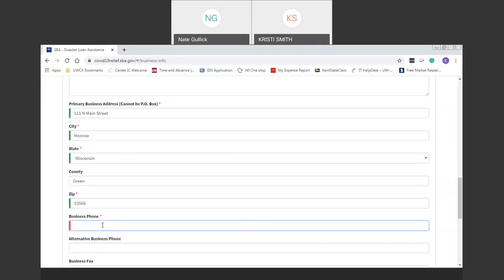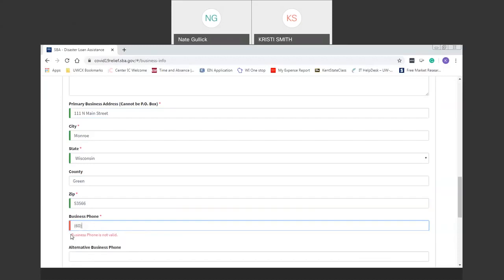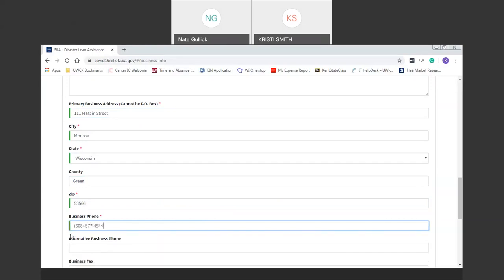The business phone is similar. You want to type in simply the numbers. It automatically formats it for you. And so now if I put in 555-1212, it automatically formats it. Note that when I put in just the numbers and it automatically formats it, it turns from red to green as it finishes. If I were to type in 608-725 and I try to type other things, it won't accept those other characters. It only takes the numbers.